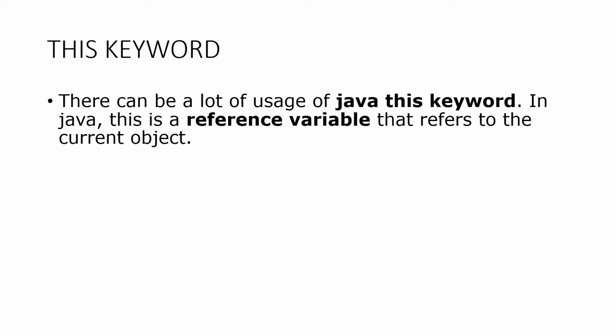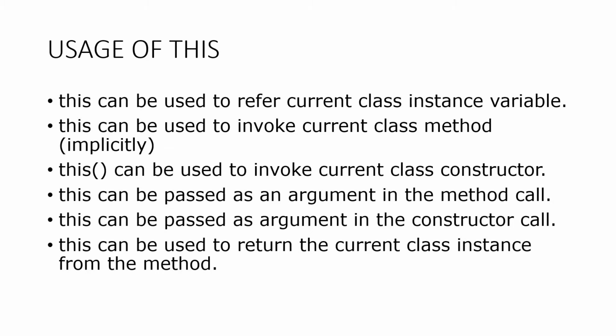As discussed, there can be a lot of usage of the Java this keyword. In Java, this is a reference variable that refers to the current object. That's what we discussed. See, these are all the places you can use the Java this keyword. This can be used to refer to the current class instance variable.